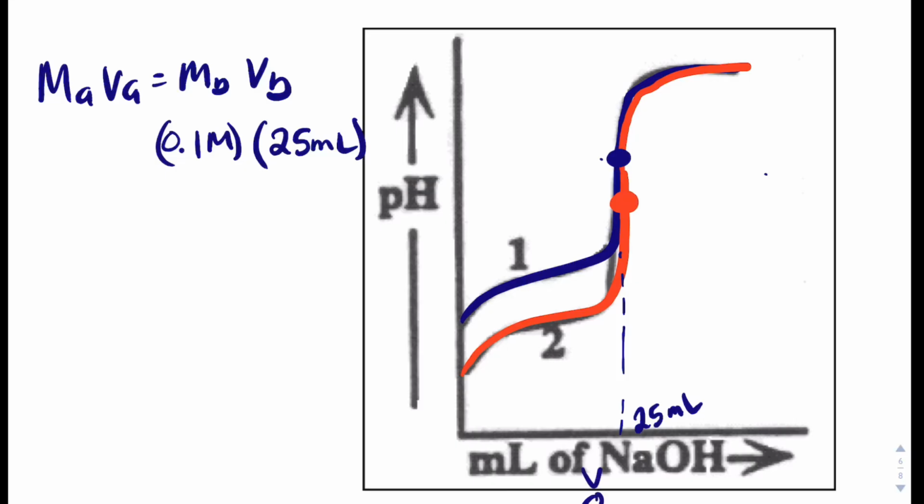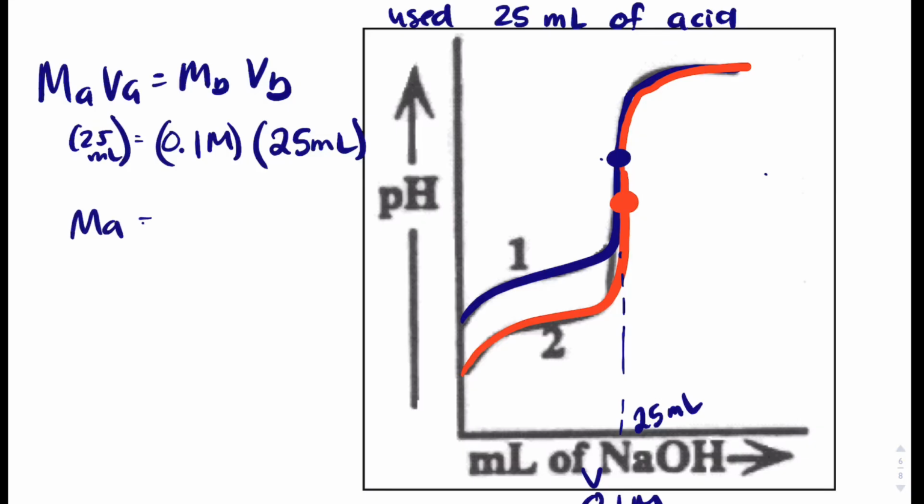I'm just going to add that as 0.1 molar. And let's say I used 25 milliliters of acid for each of them. Then VA is 25 milliliters. So when you solve for MA for both of them, you get 0.1 molar. So how is it possible that they have the same concentration but a different pH?